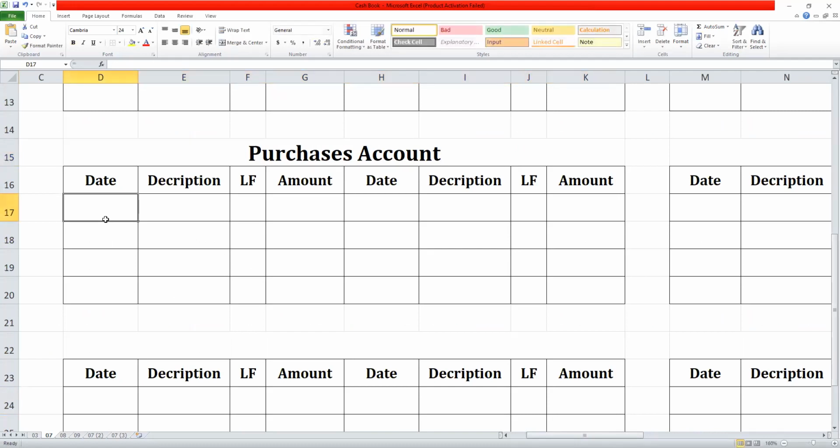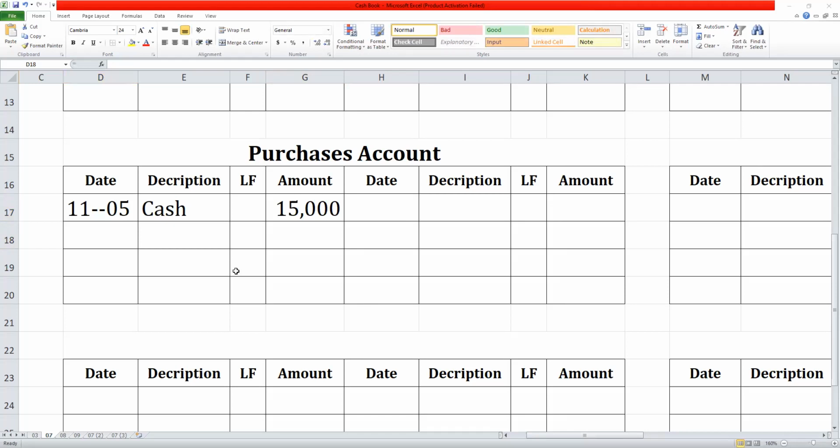Okay, purchases. And the date is 11th of May. Description cash. It's a cash purchase, no? 15,000. This is how you complete the other entry on the 11th. Okay, please refer to the next date.